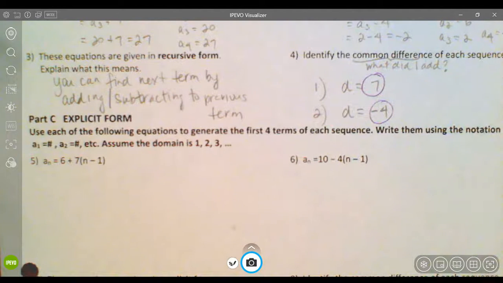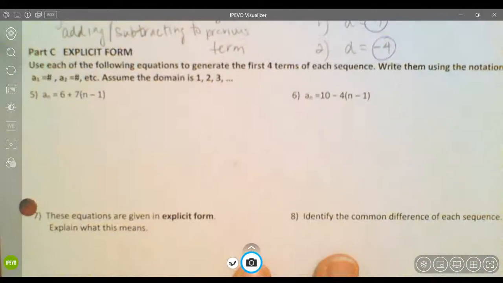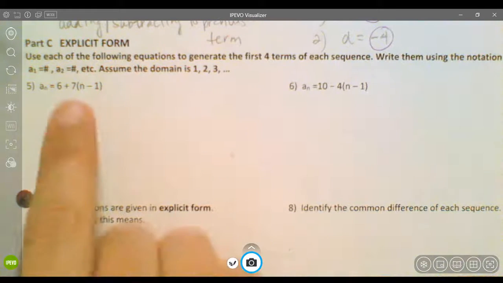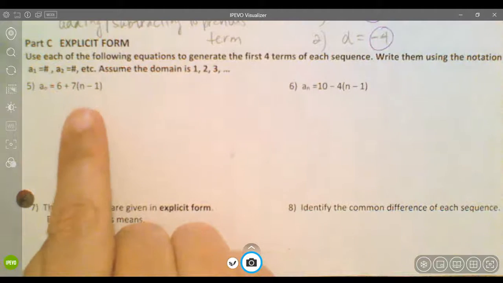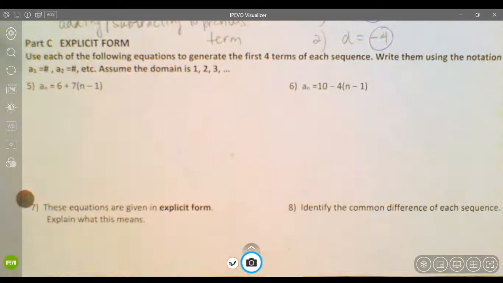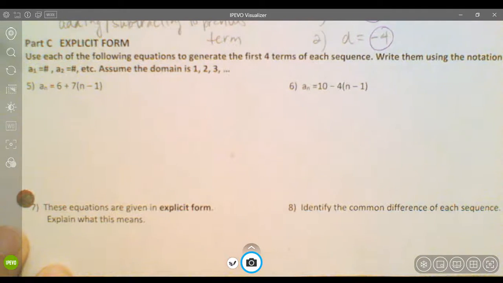Recursive is great where I'm having you continue a pattern. However, whenever we are using the explicit form, that will tell us any term right away. If I need the 1000th term, well, 1000, remember, refers to the position. So I would let n equal 1000 here. And you'll see as we go. So I'm kind of getting a little ahead of myself because this stuff is super exciting. But anyway, let's continue. Use each of the following equations to generate the first four terms of each sequence.